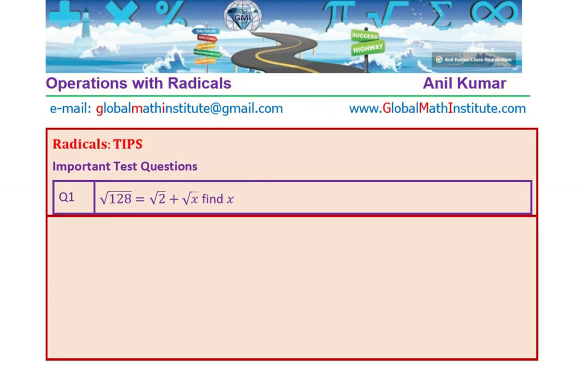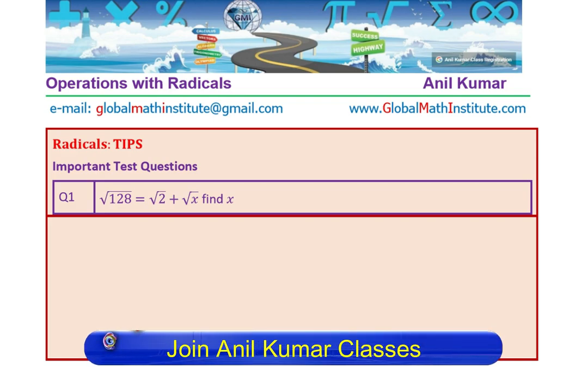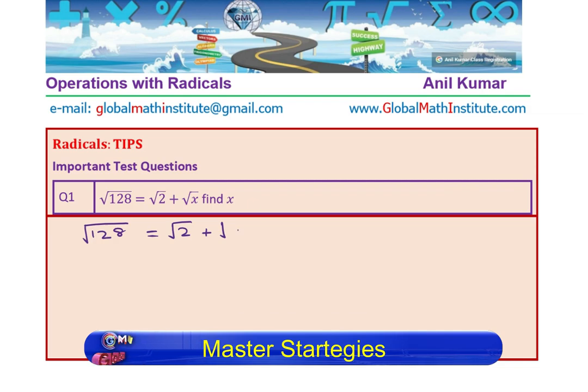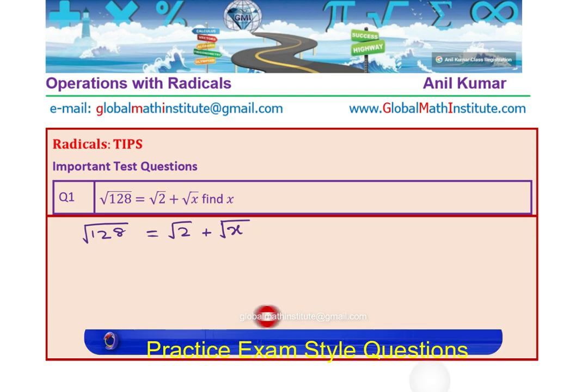Let's look into these solutions one by one. The very first one is square root of 128 is equal to square root of 2 plus square root of x. So what could be x? This is what we need to figure out. How can you find this answer? Well, let's explore the left hand side, which is square root 128, right?